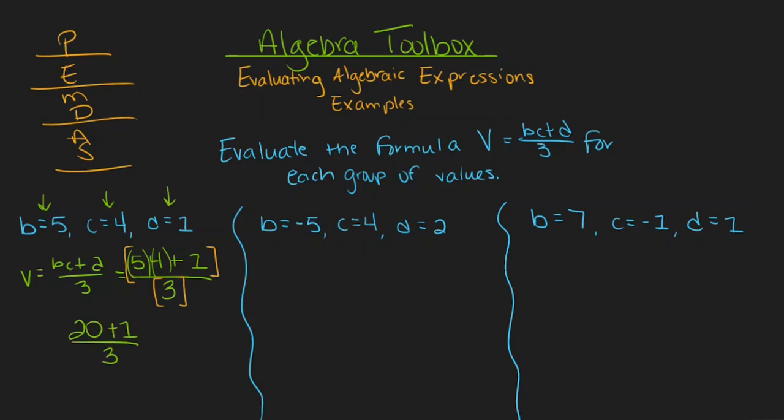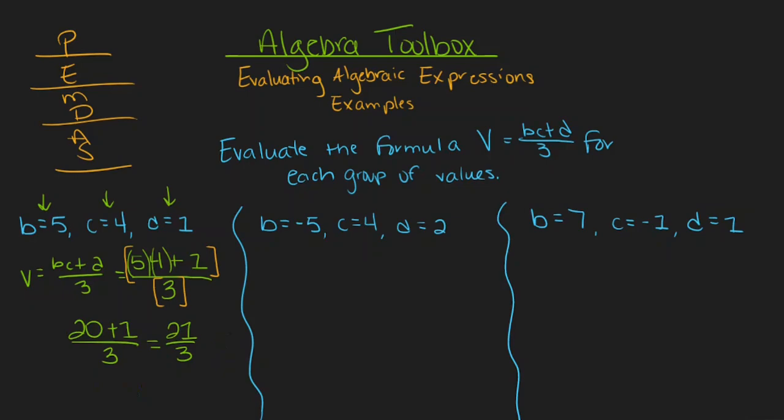And then I can do the addition. 20 plus 1 is 21. Now I have one number in the numerator and one number in the denominator. I've satisfied my grouping symbols and I can start working through other parts of order of operations. So the last operation that we have now is division. So we can do 21 divided by 3. The value of V must be 7.